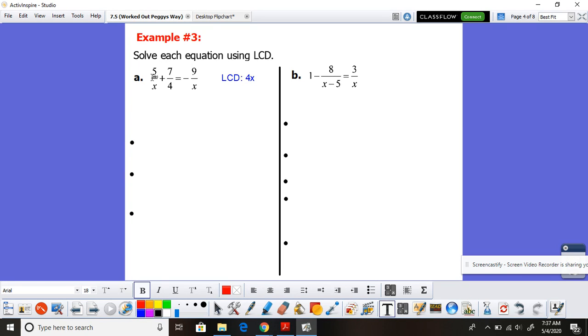All right, so when we have an equation like this, we can do it a couple ways. I'm going to show you one way, and then I'm going to show you a different way. I think this is probably the easier way just because you eliminate the denominators right away.